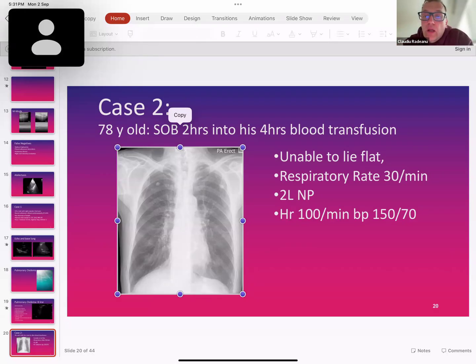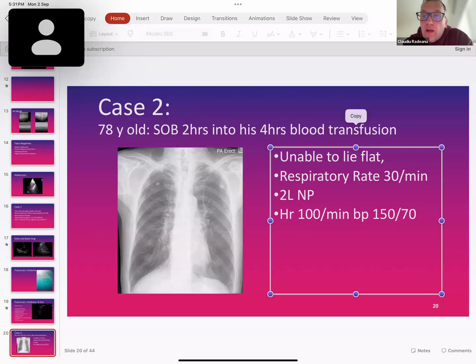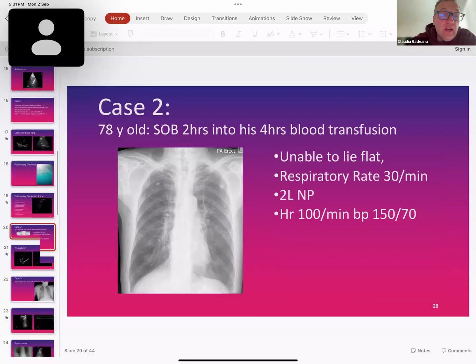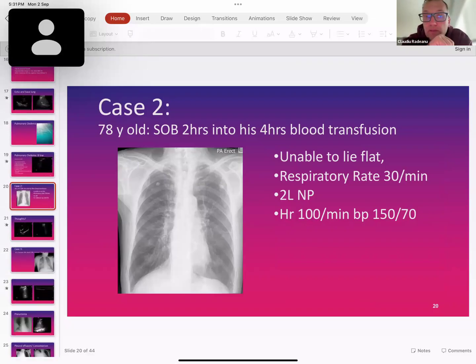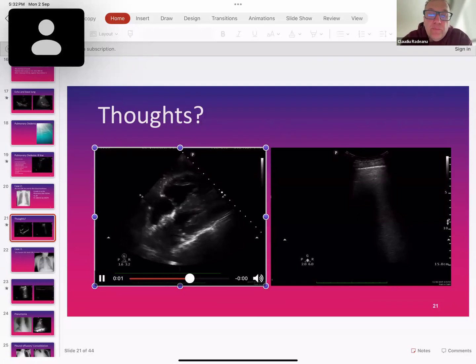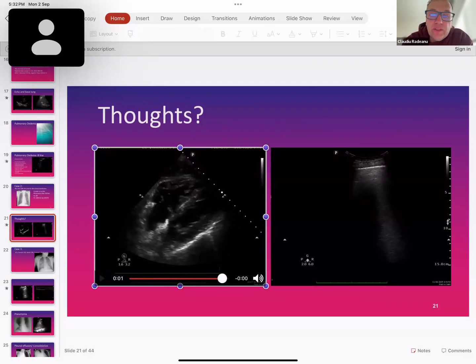Correct. So now, that is something I was looking at to see, does this gentleman have undiagnosed heart failure that he never complained about, or was it a blood transfusion reaction? So I had a look at his heart first. Anyone wants to make a comment about it?